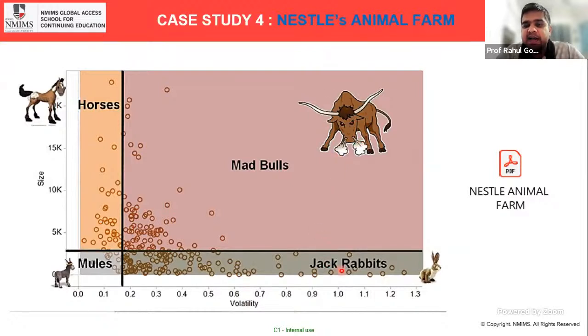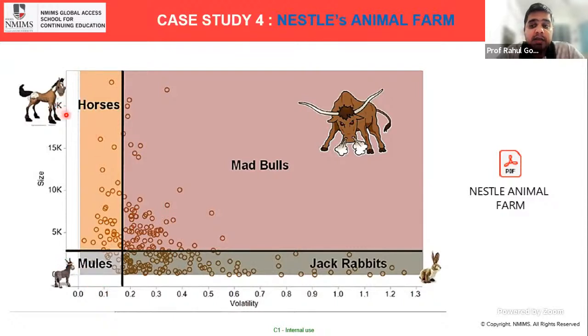Then there are certain jackrabbits, where these are those SKUs where variability is high, but the contribution to business is low. And then there are mules, insignificant, with very low contribution to business, and their variability is also low.